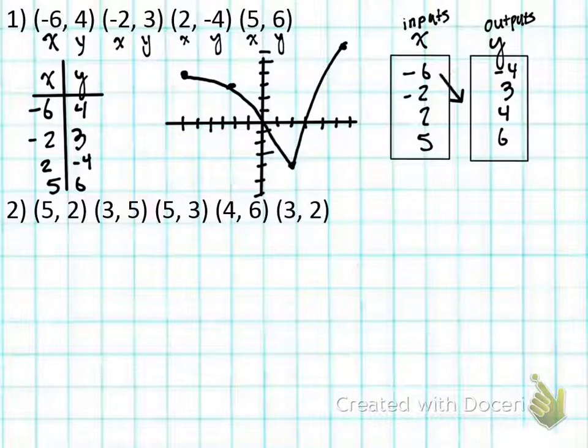4, right? So I'm going to draw an arrow from negative 6 to 4 like so. Okay, just like that. If I put a negative 2 in my machine, my math machine, what do I get out of it? Good, so then I draw an arrow from negative 2 to 3. Okay, if I put a 2 in, what do I get out? Okay, negative 4, so I'm going to draw an arrow up this way, and then last one, 5, goes to 6, of course, and that's it, okay?